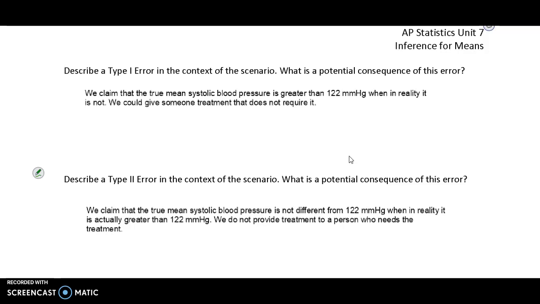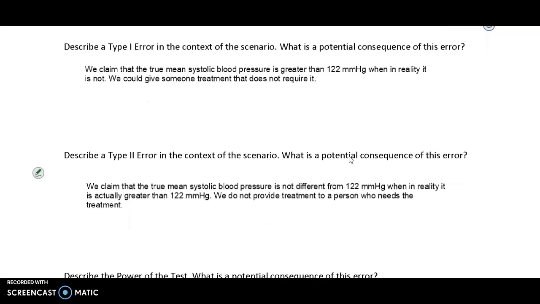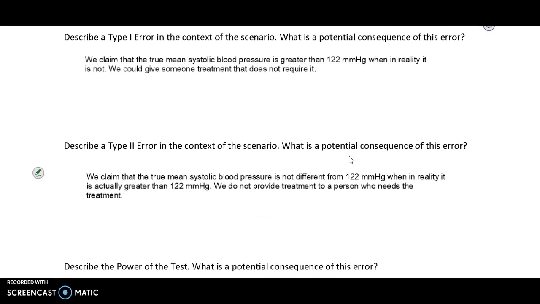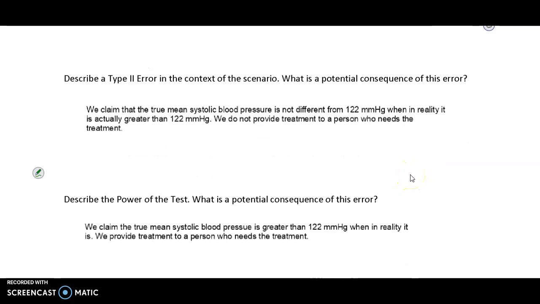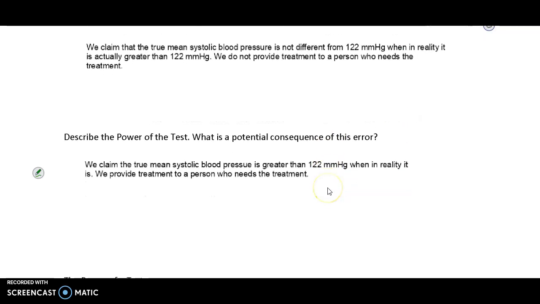Now, what if I make a correct decision? And that brings us back to the power of the test. In the power of the test, I reject the null hypothesis because the null hypothesis is false. And that would look like claiming that the true mean blood pressure is greater than 122, when in reality it actually is greater than 122. So I'm now providing treatment to a person who actually needs the treatment. So these are just some ideas here on power, type 1 and type 2 errors.